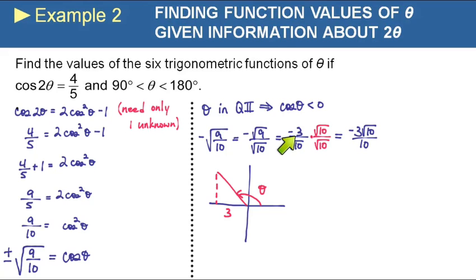If this is cosine, then the horizontal side is 3, and the hypotenuse is square root of 10. And then we can find the vertical side by saying square root of 10 squared minus 3 squared, which would be 10 minus 9 is 1. So the vertical side is square root of 1.